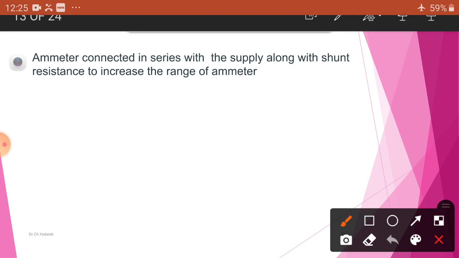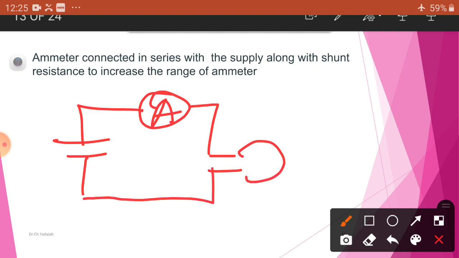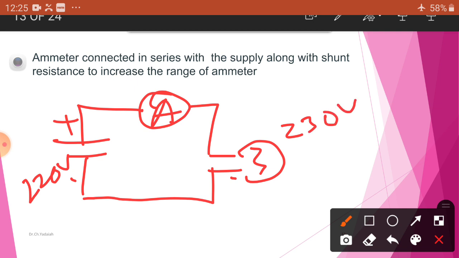Here, what is the problem? Now we connected the load here, and the ammeter is connected. Now you connect one bulb here. For example, take a DC supply in the laboratory, 220 volts DC, plus and minus. Now this is a 230 volt incandescent lamp, just like we use in our houses.